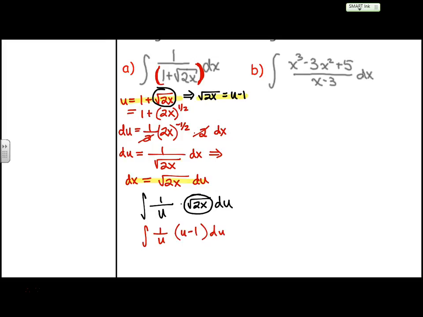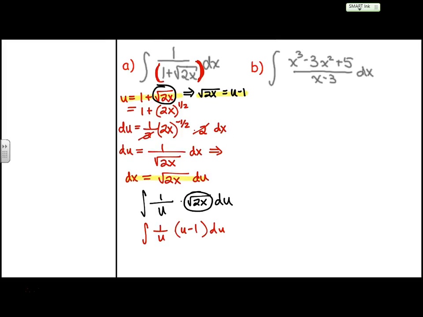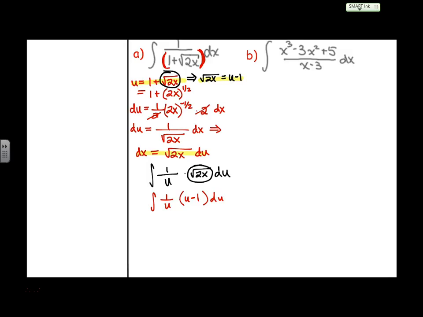Ugh. Wait. Don't integrate yet. There's no product rule for integration, but what can we do? Yeah, combine it. Can't we just distribute? Okay, cool. Who's u over u? 1. Minus 1 over u. Oh, finally. Is that somebody I can integrate? Yeah, it is.